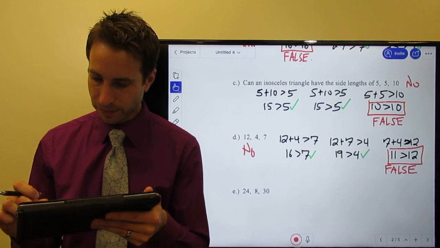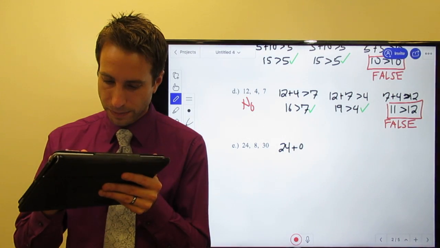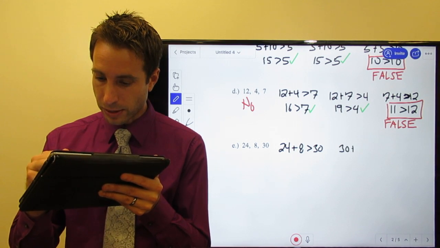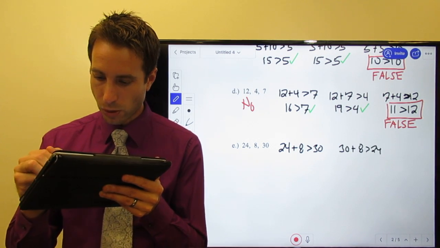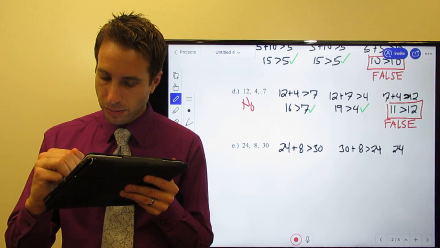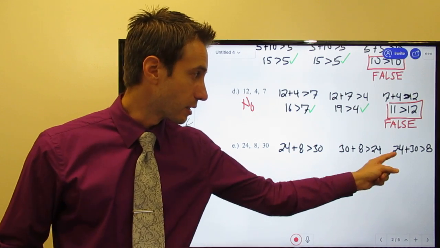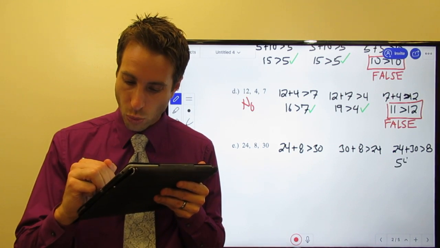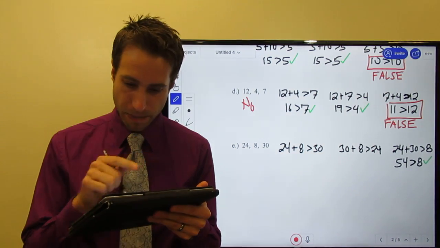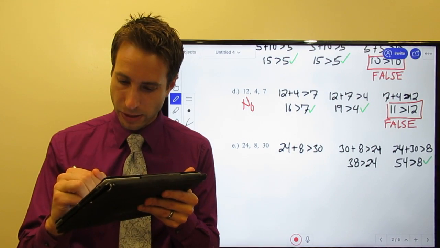Here we go. One more. 24 plus 8 has got to be greater than 30. 30 plus 8 has got to be greater than 24. And last one, 24 plus 30 has to be greater than 8. Okay, well that last one is easy. 24 and 30, that's 54. That is way bigger than 8, so that one definitely checks out. 30 and 8, that's 38. That's a pretty easy one too. 38 is definitely bigger than 24.